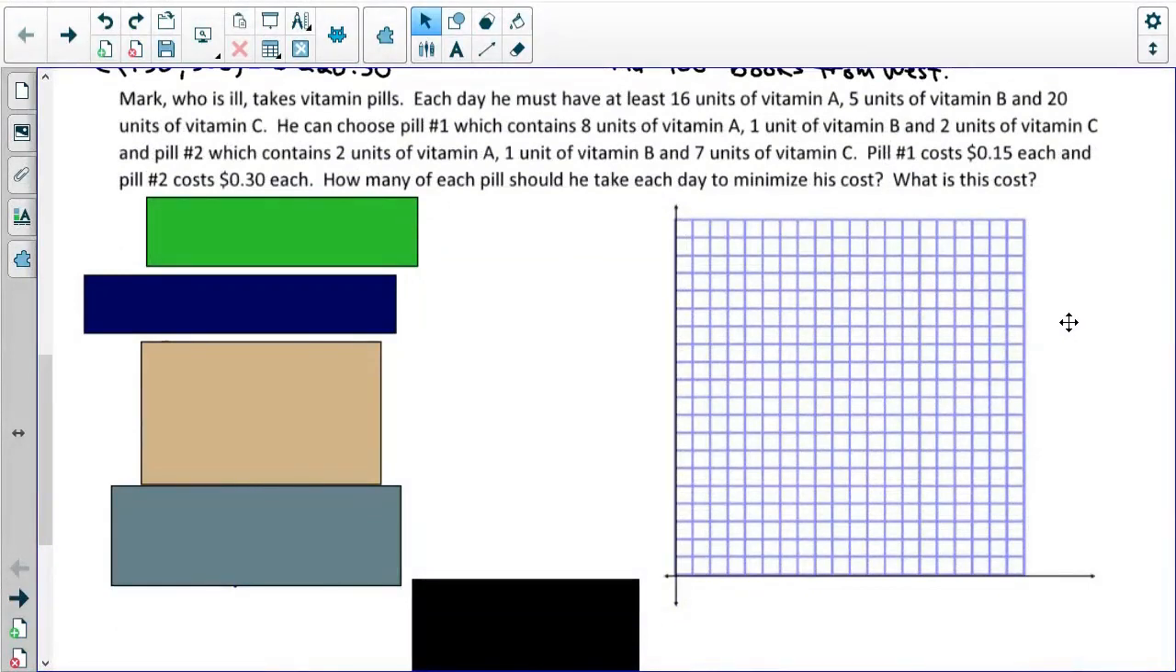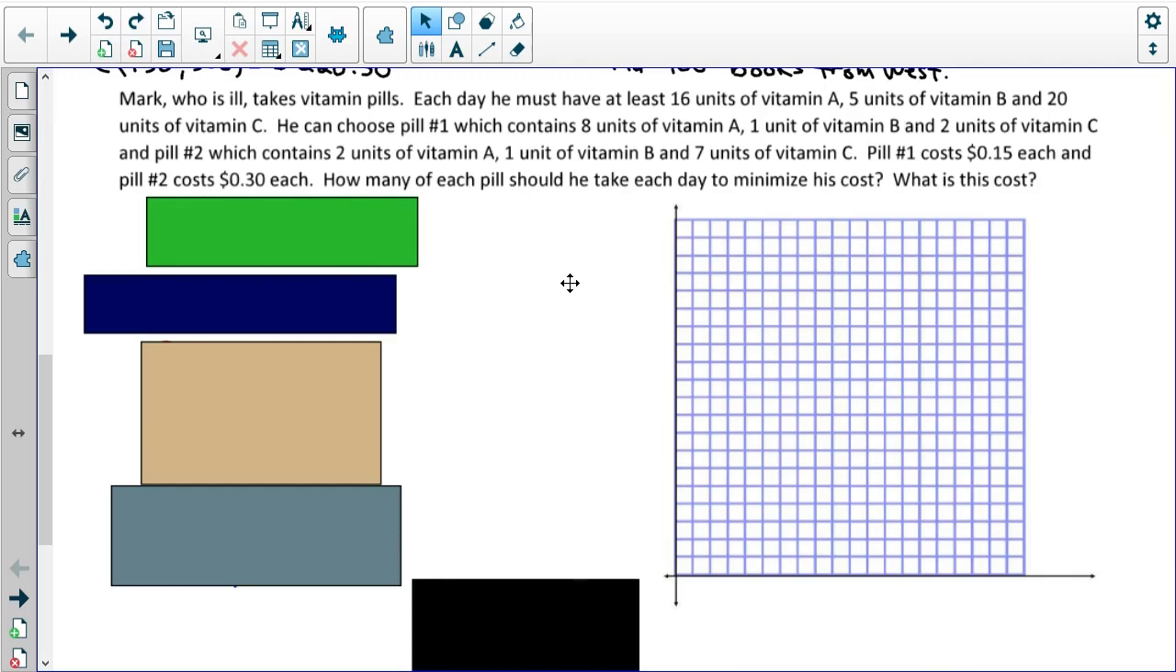Mark, who is ill, takes vitamin pills. Each day he must have 16 units of vitamin A, 5 units of B, and 20 units of vitamin C. He can choose pill 1, which contains 8 units of vitamin A, 1 unit of vitamin B, and 2 units of vitamin C, and pill 2, which contains 2 units of vitamin A, 1 unit of vitamin B, and 7 units of vitamin C. Pill 1 costs 15 cents each, and pill 2 costs 30 cents each. How much of each pill should he take each day to minimize this cost, and what is the cost?